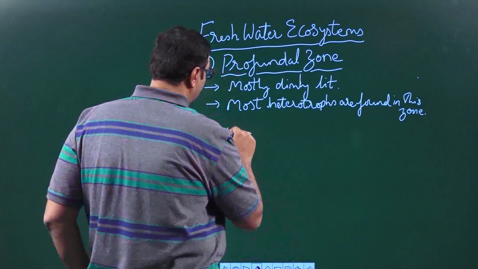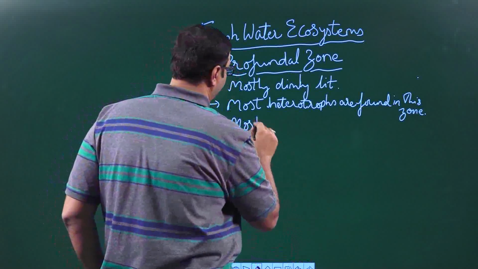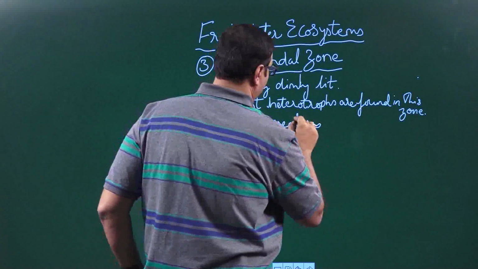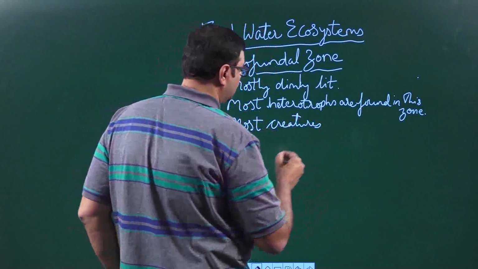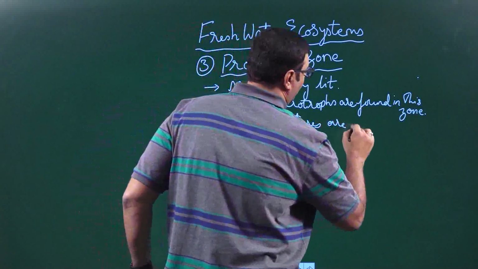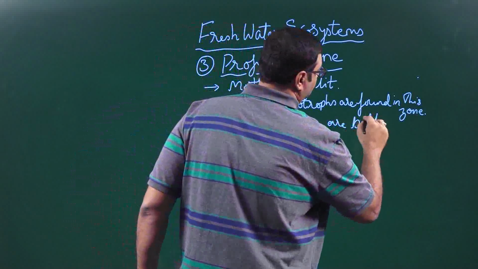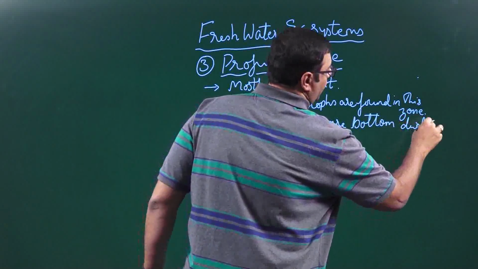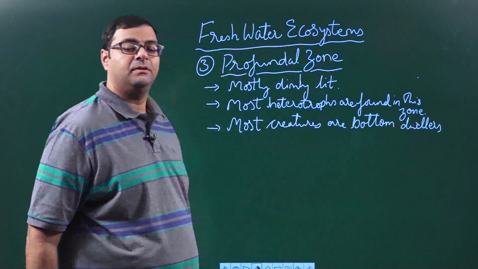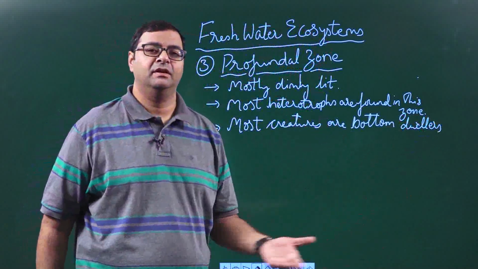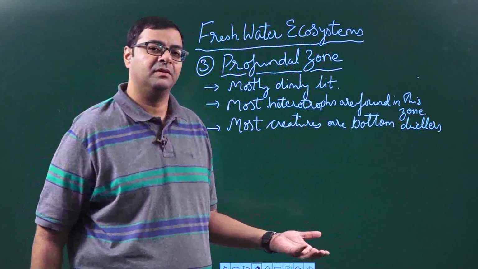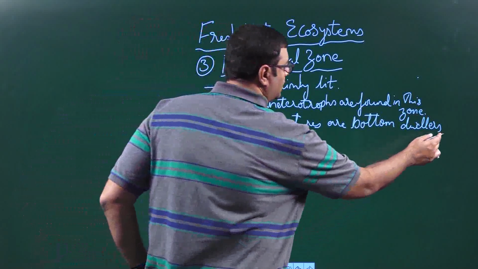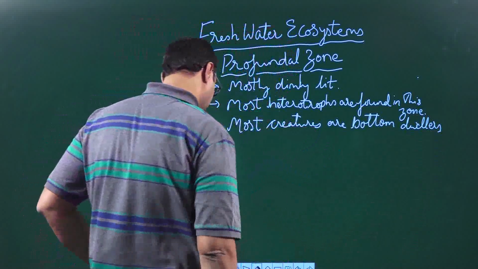Then the next point is, here most creatures are bottom dwellers. When I say bottom dwellers, what does that mean? They are bottom feeders. They stay on the bottom of the pond or the river or the lake. Most of them are bottom dwellers.